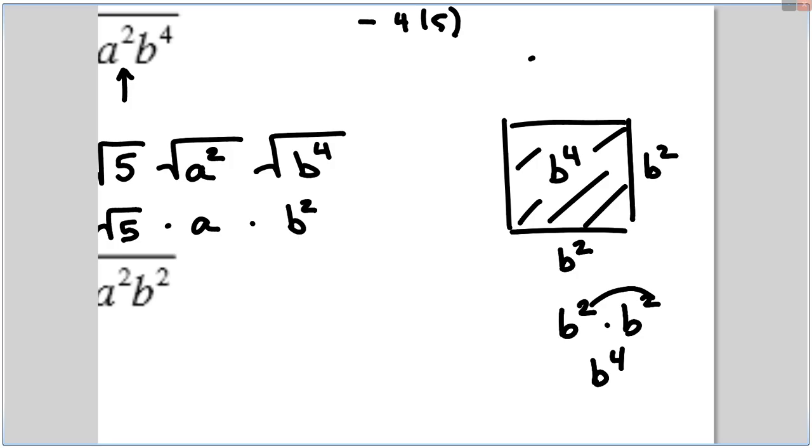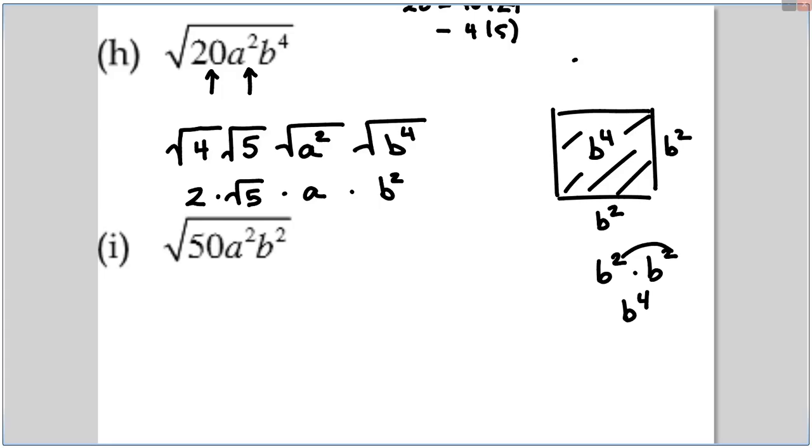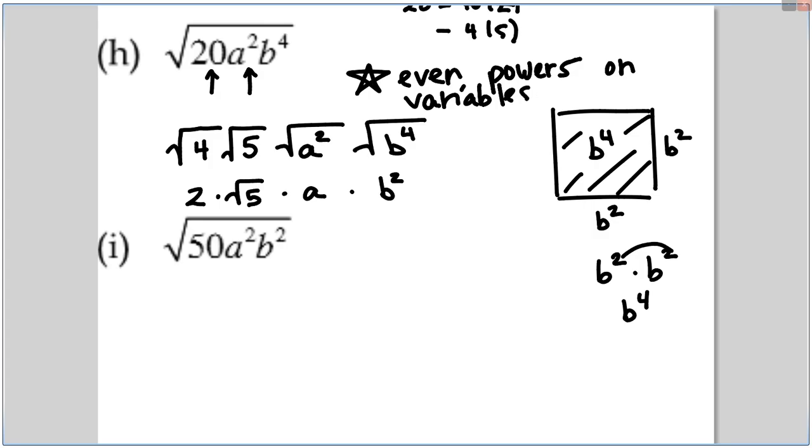So with powers, we'll come to realize that powers and roots are closely related. In fact, they're the same thing, but we'll get to that. So what you need to make a note of is even powers on variables are perfect.